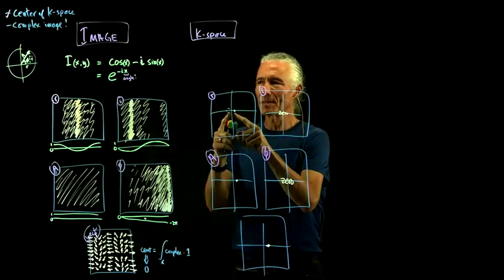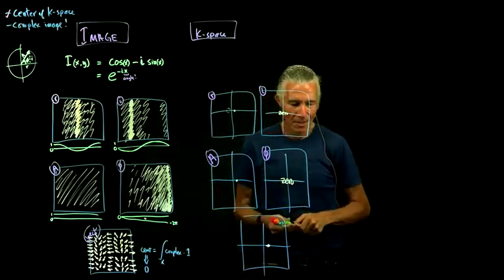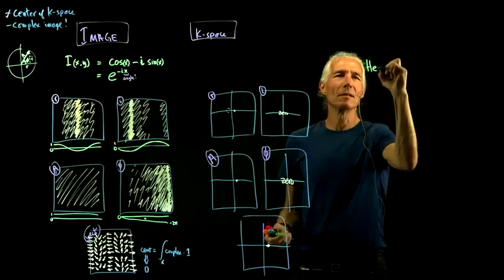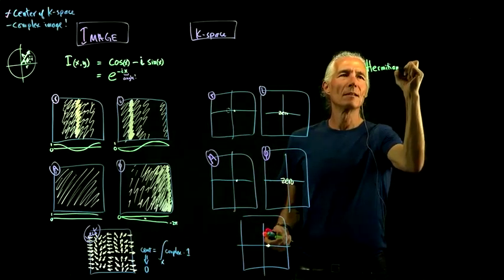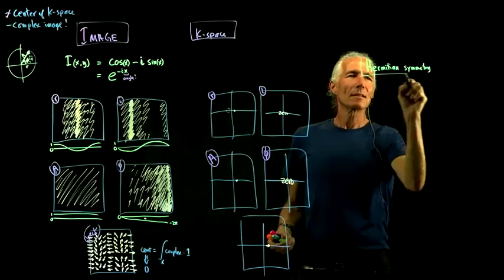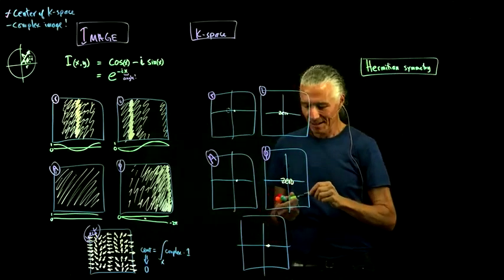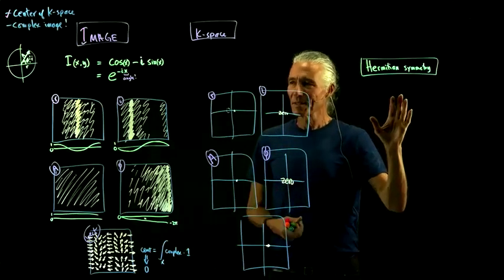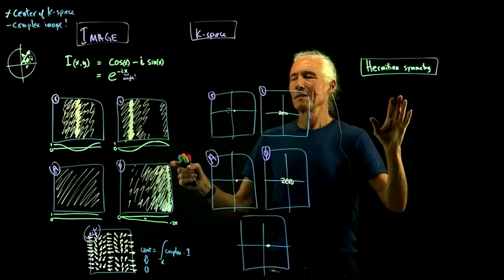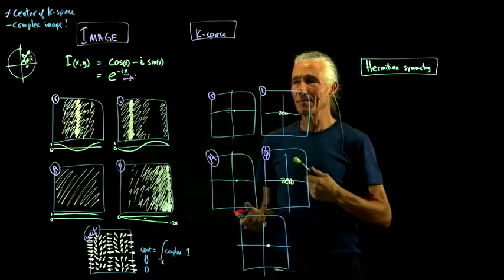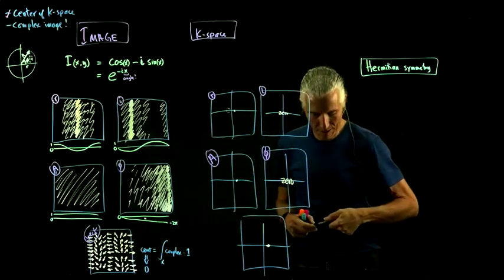So that symmetry was, we noticed there were 2 points, but it's more complicated than that. It's something that's called Hermitian symmetry. K-space doesn't have to have Hermitian symmetry. But if it does, then you'll get a real image. We'll go over what the Hermitian symmetry is and why it gives you an image that doesn't have any imaginary parts to it.